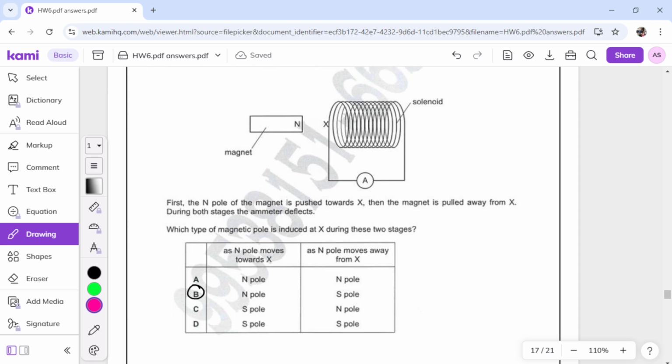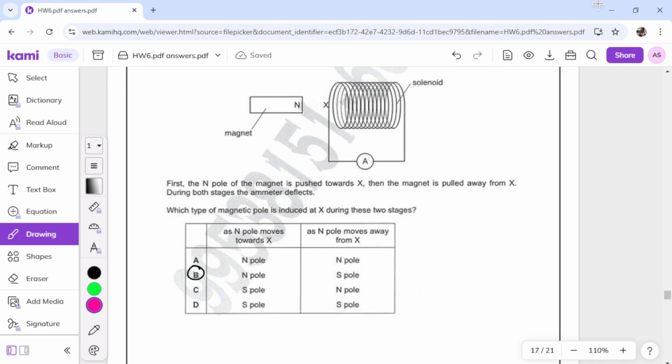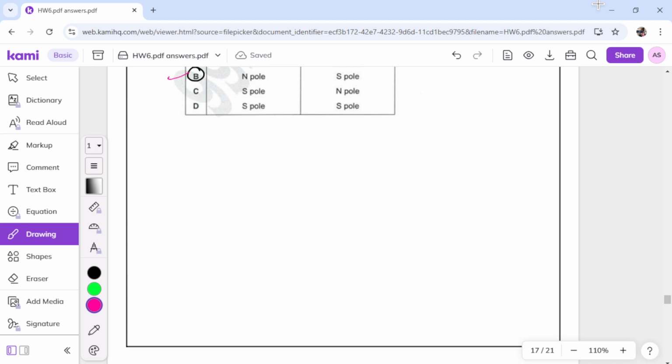I think this is a repeated question, so close to the first question. Let's start. First, the end pole of the magnet is pushed toward X, so X must be N. Then the magnet is pulled away from X. Away from X, so it must be S because it moved away, so P is correct.